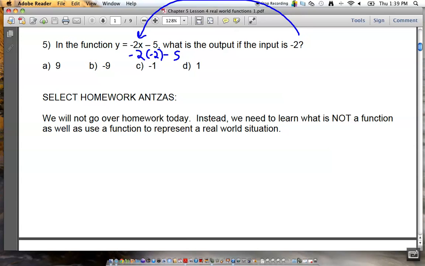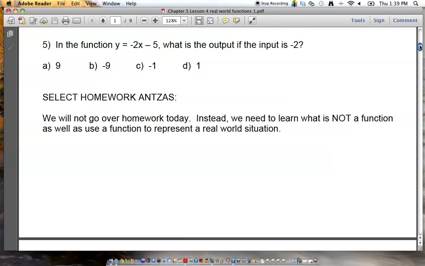Now, for those of you with a calculator, get it out, please. We're going to do it together on the calculator so we know how to do that in case in the future we need to. I want you to type in the -2, using that negative button, times -2 minus 5. -1 is right. Another way to look at it, -2 times -2 is 4, and 4 and -5 is -1. Any questions? Good.